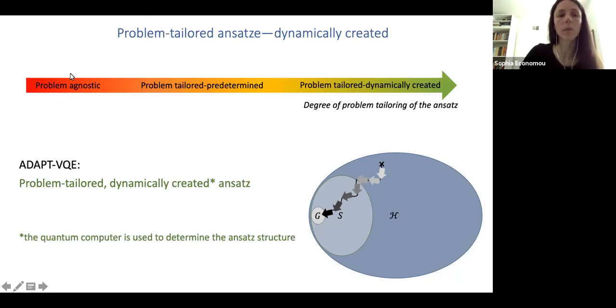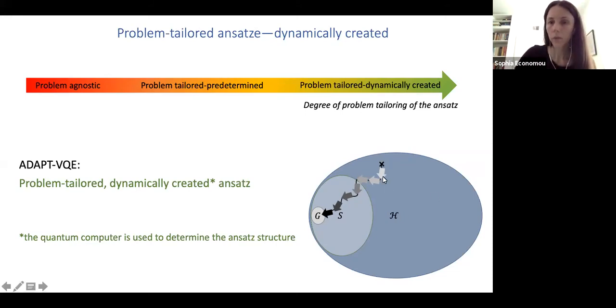I would call these completely problem agnostic. They're the same no matter what you're simulating. Then you have these somewhat problem tailored predetermined ansatz like the symmetry enforcing ones, because here you know the symmetries of the system and you're enforcing them, but these are still predetermined ansatz, so they know a bit about the system, but not a lot. So then we want to go to this extreme end here, where I have problem tailored ansatz, which are also dynamically created. So I want to get information out of my quantum computer to help me build the ansatz.